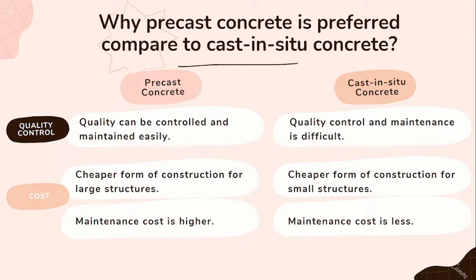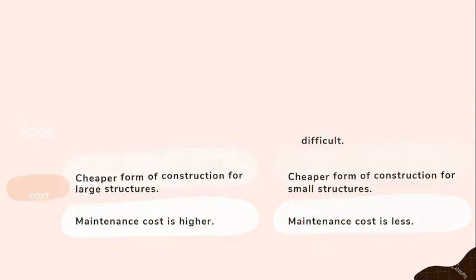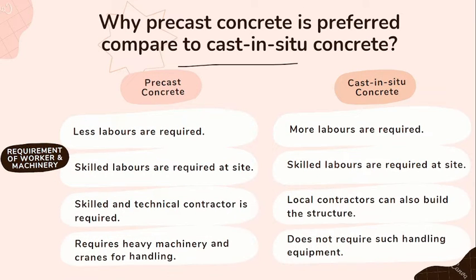In terms of cost, precast concrete is a cheaper form of construction for large structures, although its maintenance cost is higher. On the other hand, cast in situ concrete is a cheaper form of construction for small structures with a much lesser maintenance cost. Precast concrete requires less labor, although it requires skilled labor at site, a skilled and technical contractor, and heavy machinery and cranes for handling.